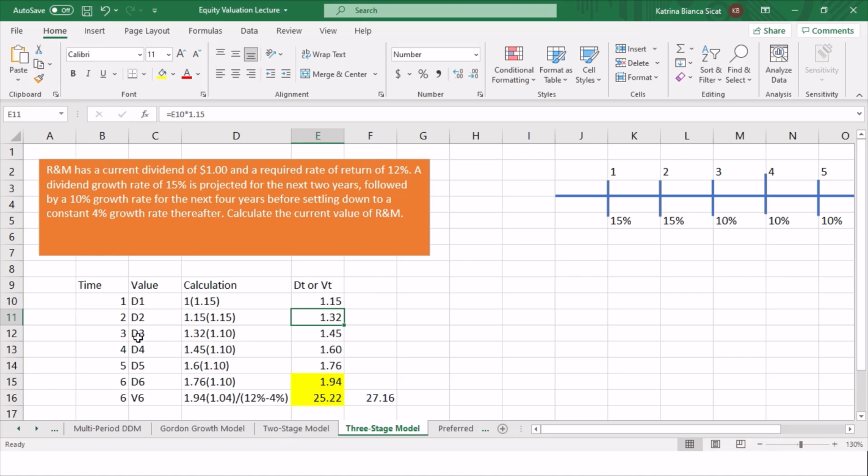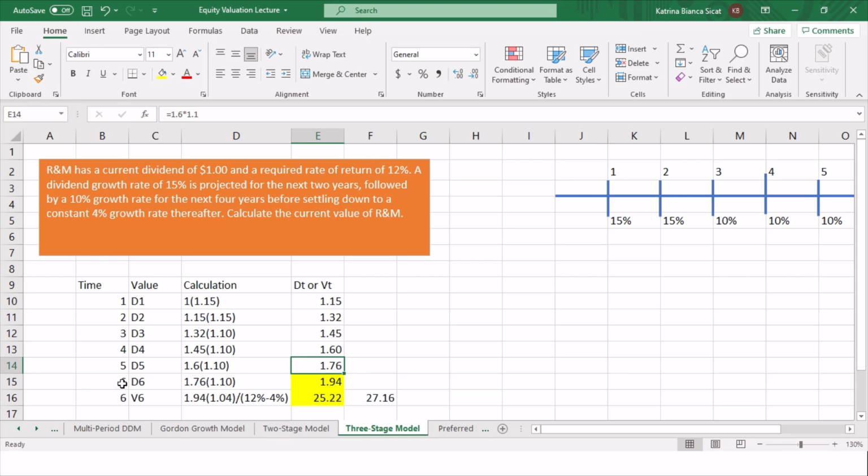Right? And on the third year, ito na yung magta-transition siya from 15% to 10%. That's why nag-change na siya ng 1.32 multiplied by 1.10. So you'll get 1.45. And then carry over again, 1.45 multiplied by 1.10. It's going to be 1.6 on the fourth year. And then the dividend at the fifth year, it's going to be 1.6 multiplied by 1.10. You'll get 1.76.